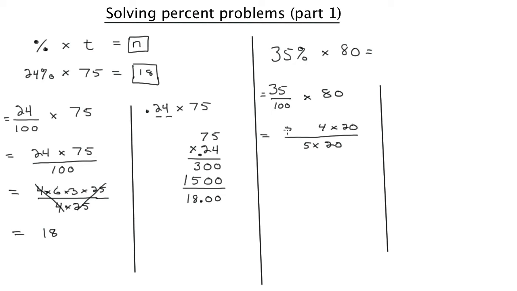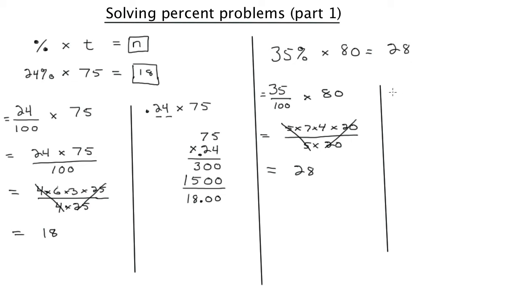35 has a 5 in it. It's 5 times 7. 20 divided by 20 is 1. I'm finding my equivalent forms of 1. 5 divided by 5 is 1. And what's left is 4 times 7, which is 28. 35% of 80 is 28.